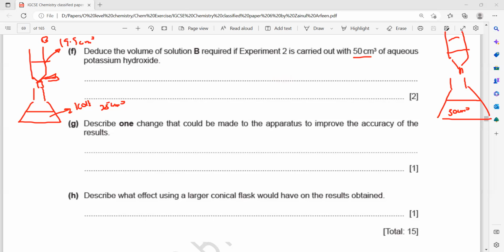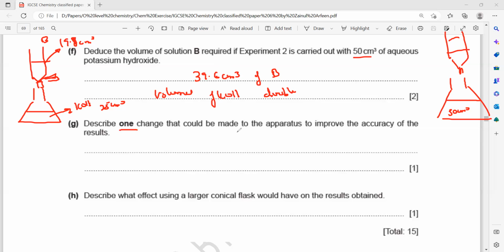I think it was 19.8, not 19.9. So 19.8 times 2 will be 39.6. So this is the volume we need: 39.6 cm cube of B. And what is the reason for that? Because the volume of KOH is double, so we need twice the volume of solution B for a complete reaction.